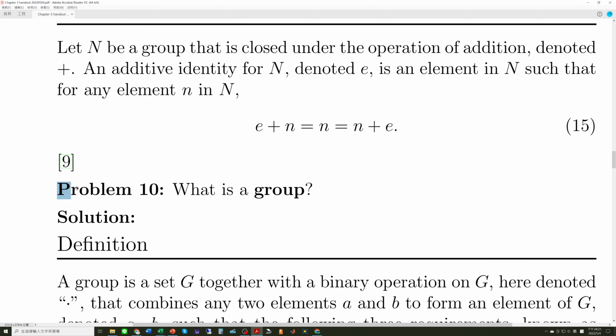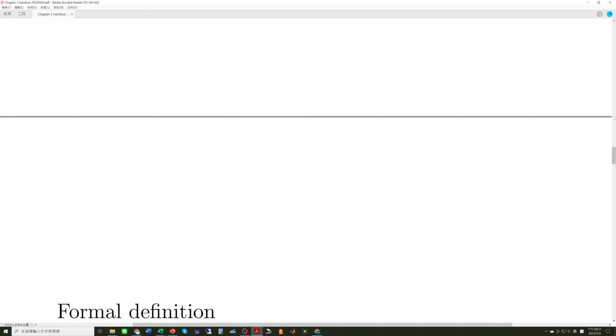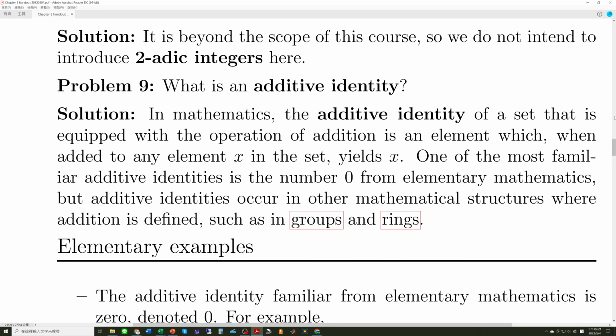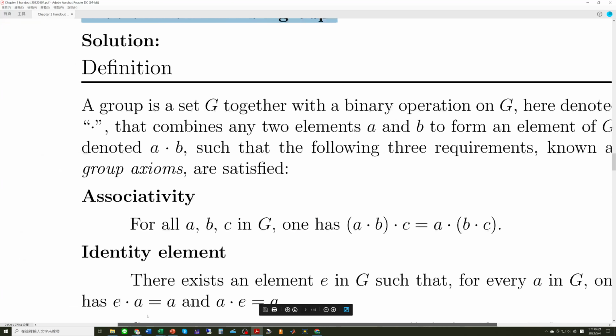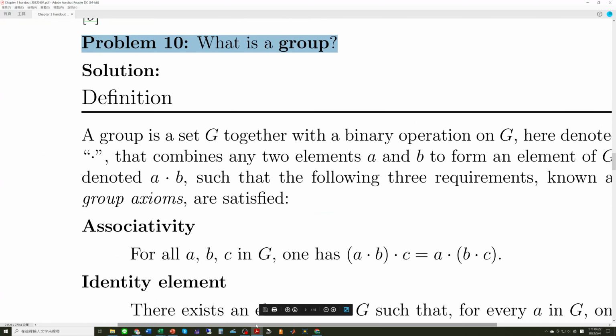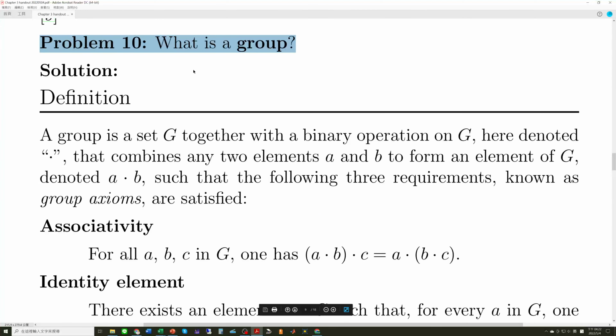So next, problem 10. What is a group? Why do we need to know what is a group? Because it appears in the solution to problem 9. Okay, here, groups. Okay, let us see what is a group.